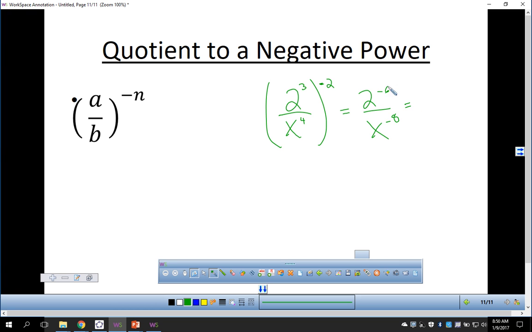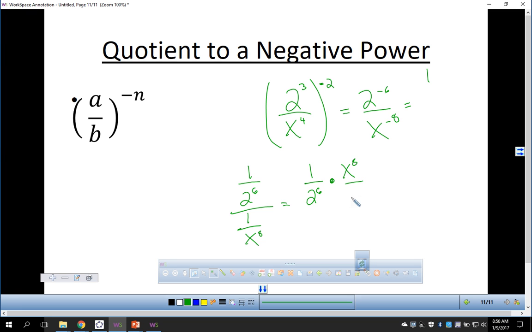But 2 to the negative 6 is the same as 1 over 2 to the positive 6. And x to the negative 8 is the same as 1 over x to the positive 8. This is a fraction divided by a fraction. So this is the same as 1 over 2 to the 6, copy, dot, flip, equals x to the 8 over 2 to the 6. Okay?